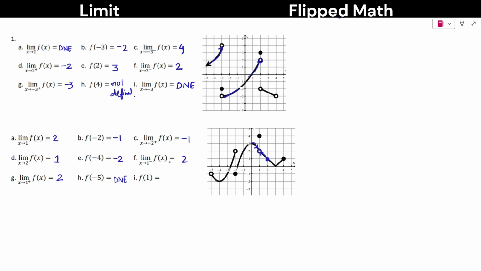Function value at 1. It's not a limit now. It's a function value at 1. The function value at 1 is 4.